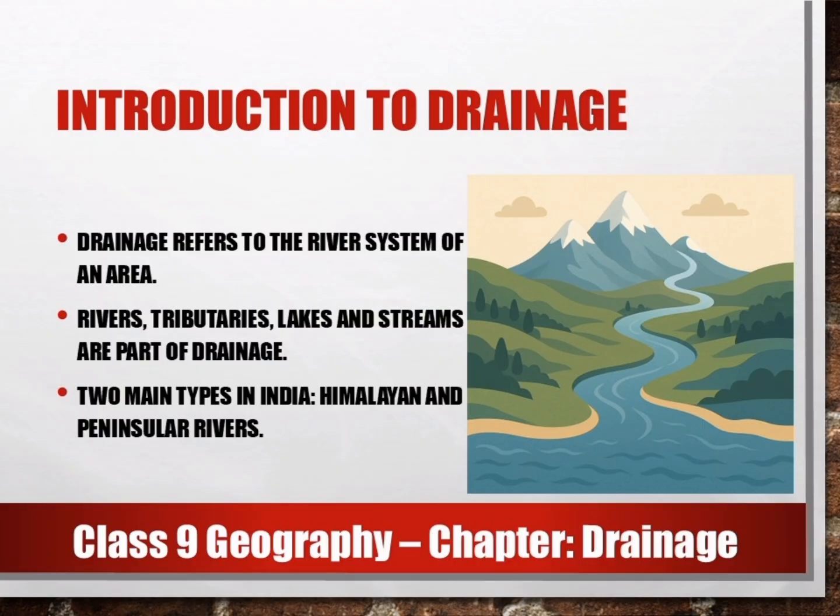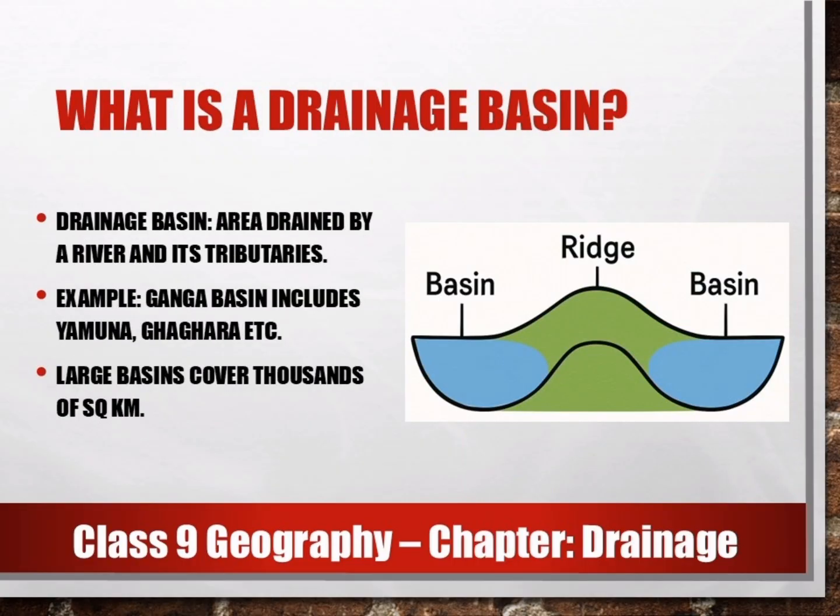Each area of land has its own pattern of rivers, and that pattern depends on the slopes, rock, and climate of the area. Then we are going to discuss the drainage basin and water divide.